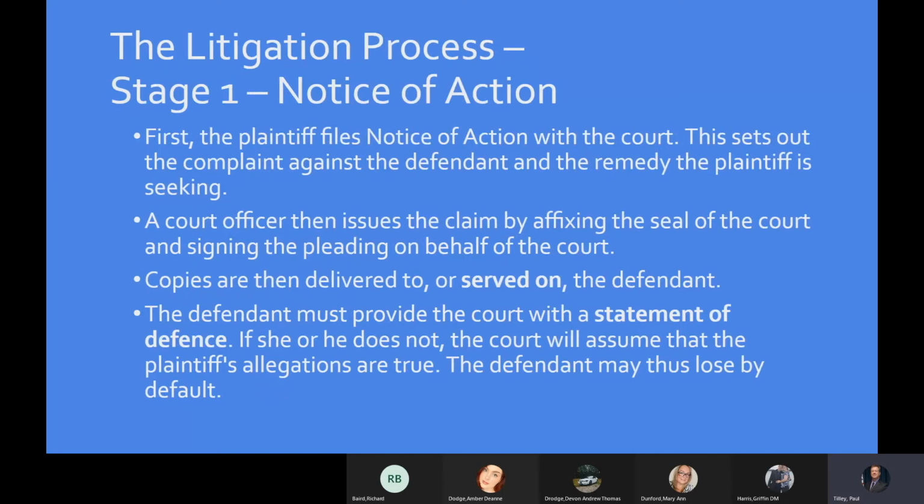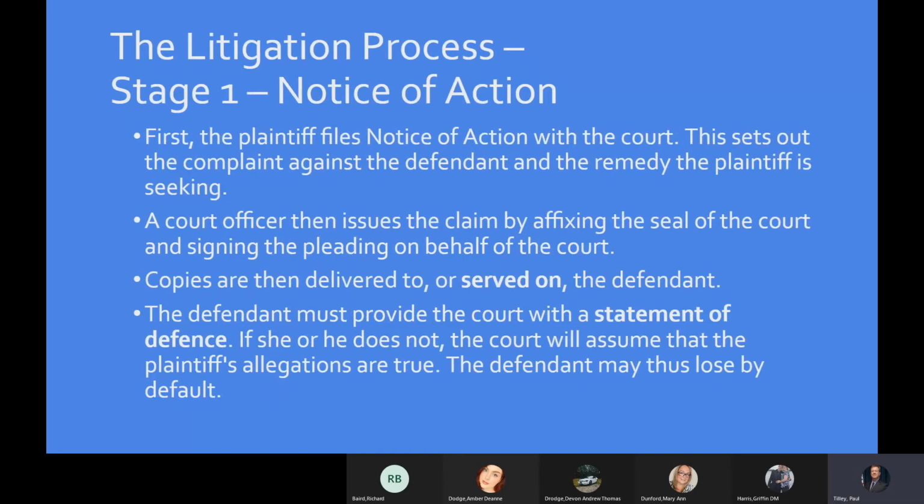That notice of action is then taken by a court officer and brought to the person being sued. The court officer issues a claim by affixing a seal of the court and signing the pleading on behalf of the court. Copies are delivered or served on the defendant. So someone comes to you and you say, I've been served. You hear that terminology. That effectively means someone handed you a piece of paper that says you're being sued.